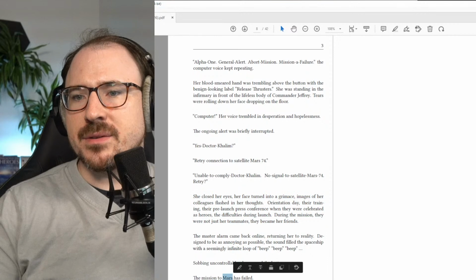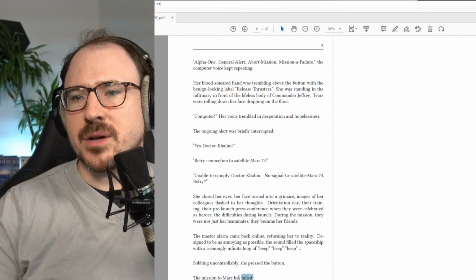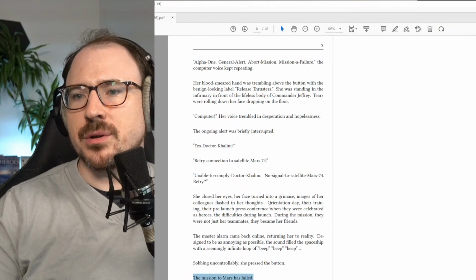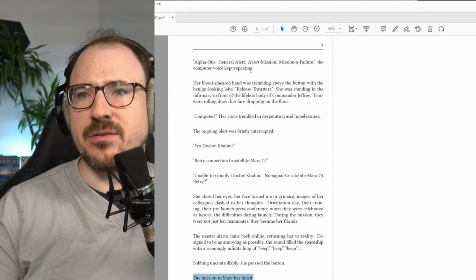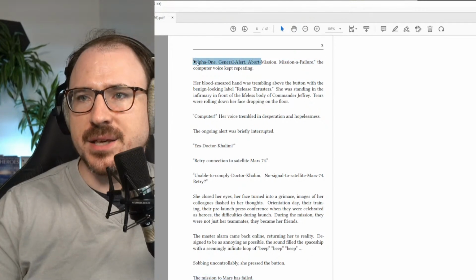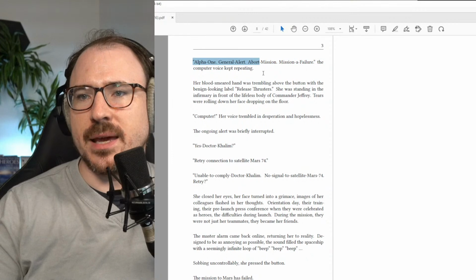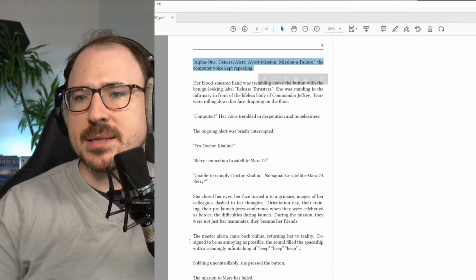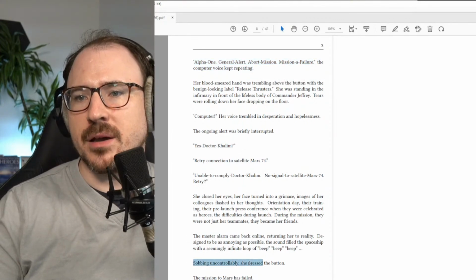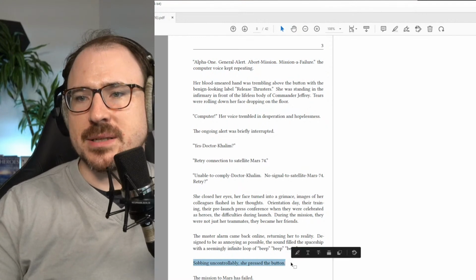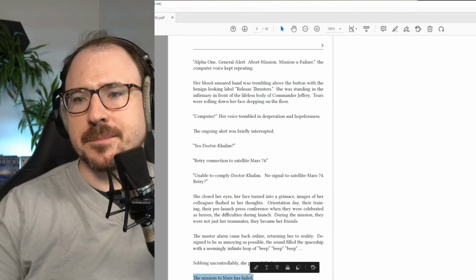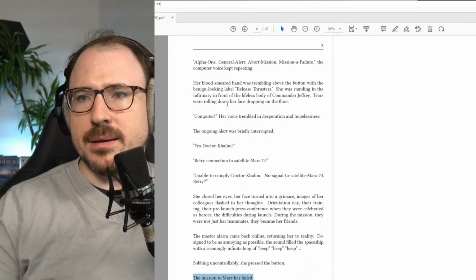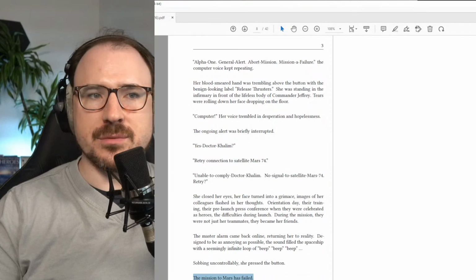Well, maybe this other one, I think this is also not really useful. It is already implied that the mission to Mars has failed if we say it here, that the mission is a failure. And also when the master Lan comes here sobbing, she presses the button. It is, I think, implied that it has failed. So this is something I would change here.